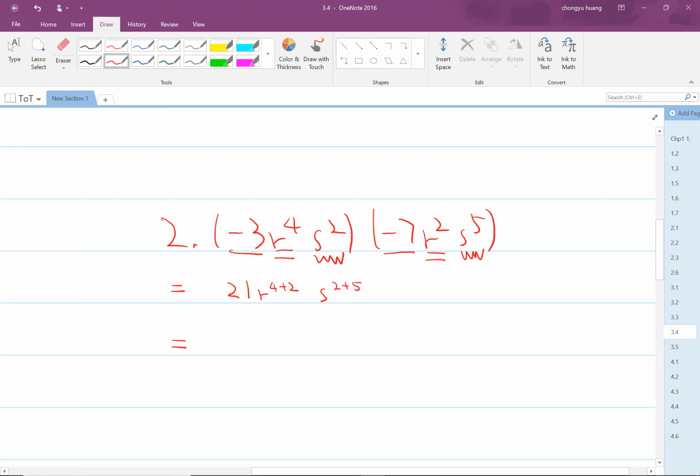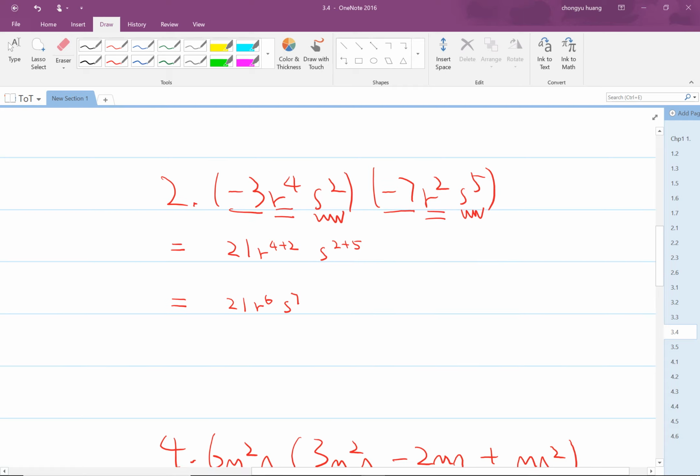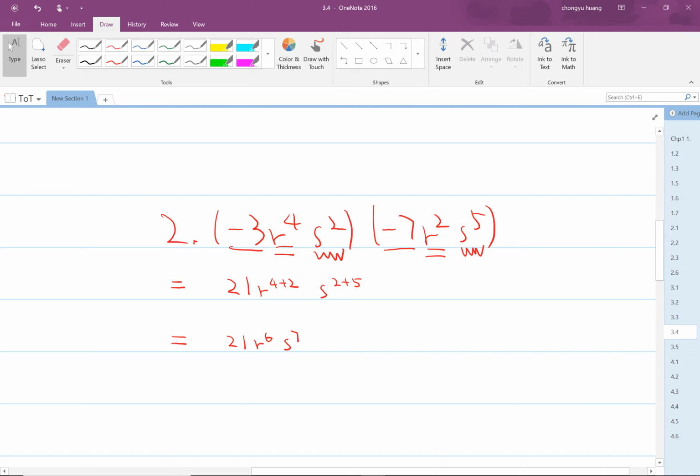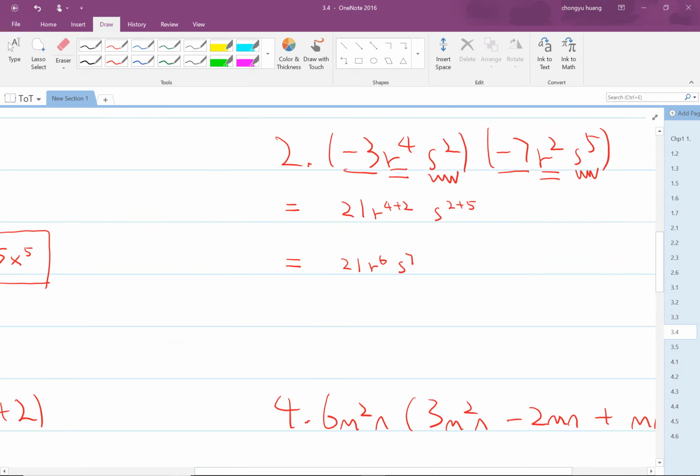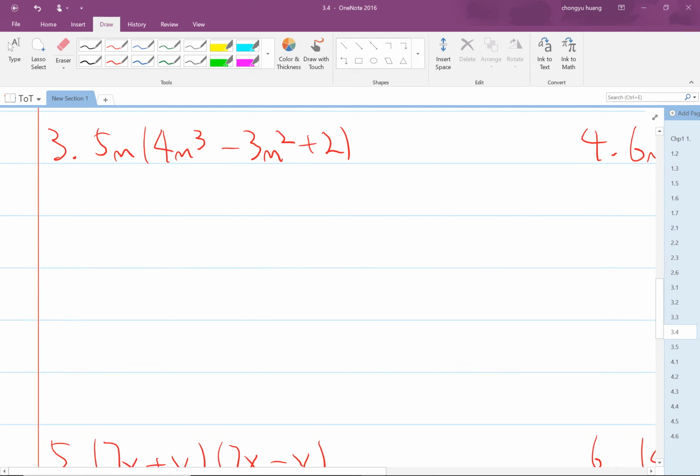So the final answer for this is actually 21r. 4 plus 2 is 6, right? And then we got s, 2 plus 5 is equal to 7, right? So now we solve the problem for question 2, and the answer is 21r to the power 6 s to the power 7, right? Okay, so this is the solution for question 2. So now let's move into question 3.